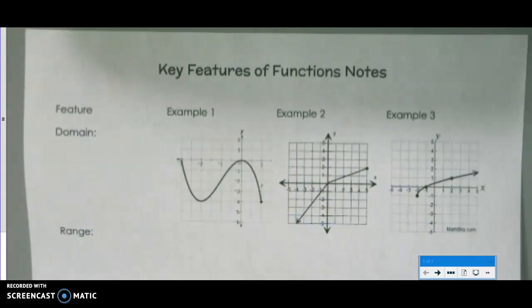Hey everyone, in this video we're going to go over some key features of functions, specifically the domain, the range, and the end behavior of graphs.